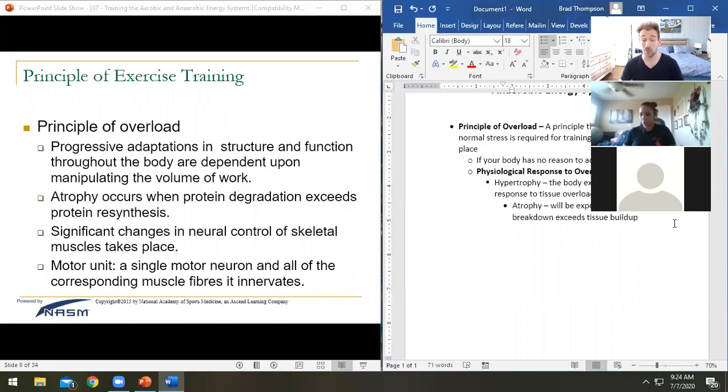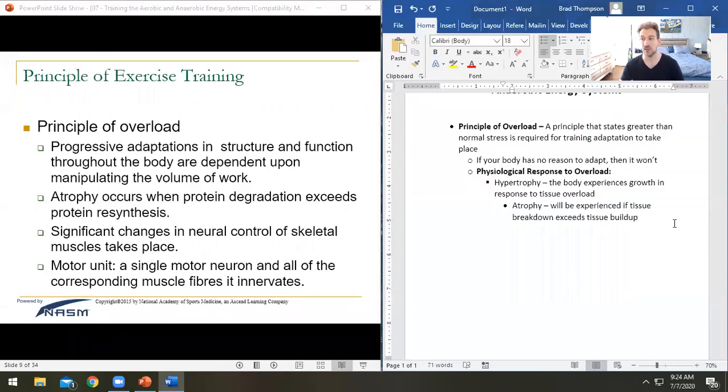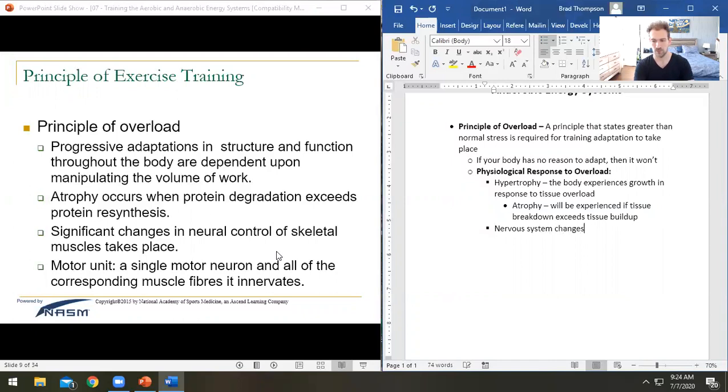Second best would probably be to hit a muscle once per week, and then try to avoid working the same muscles to failure every single day. That's too much. So that's a response. We also might see neural control, right? So we might see nervous system changes, such as an increase in motor units, right? That might be a physiologic response.